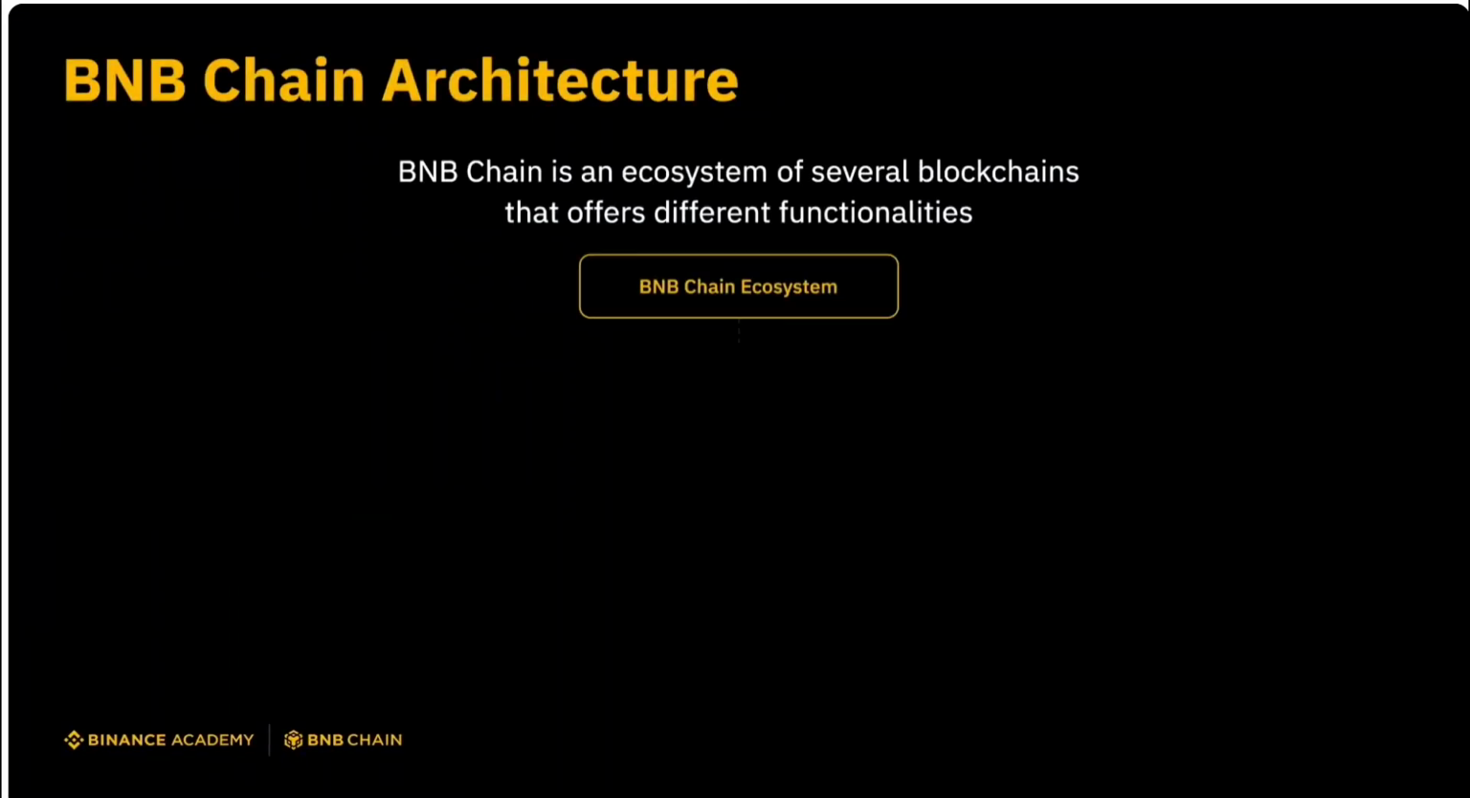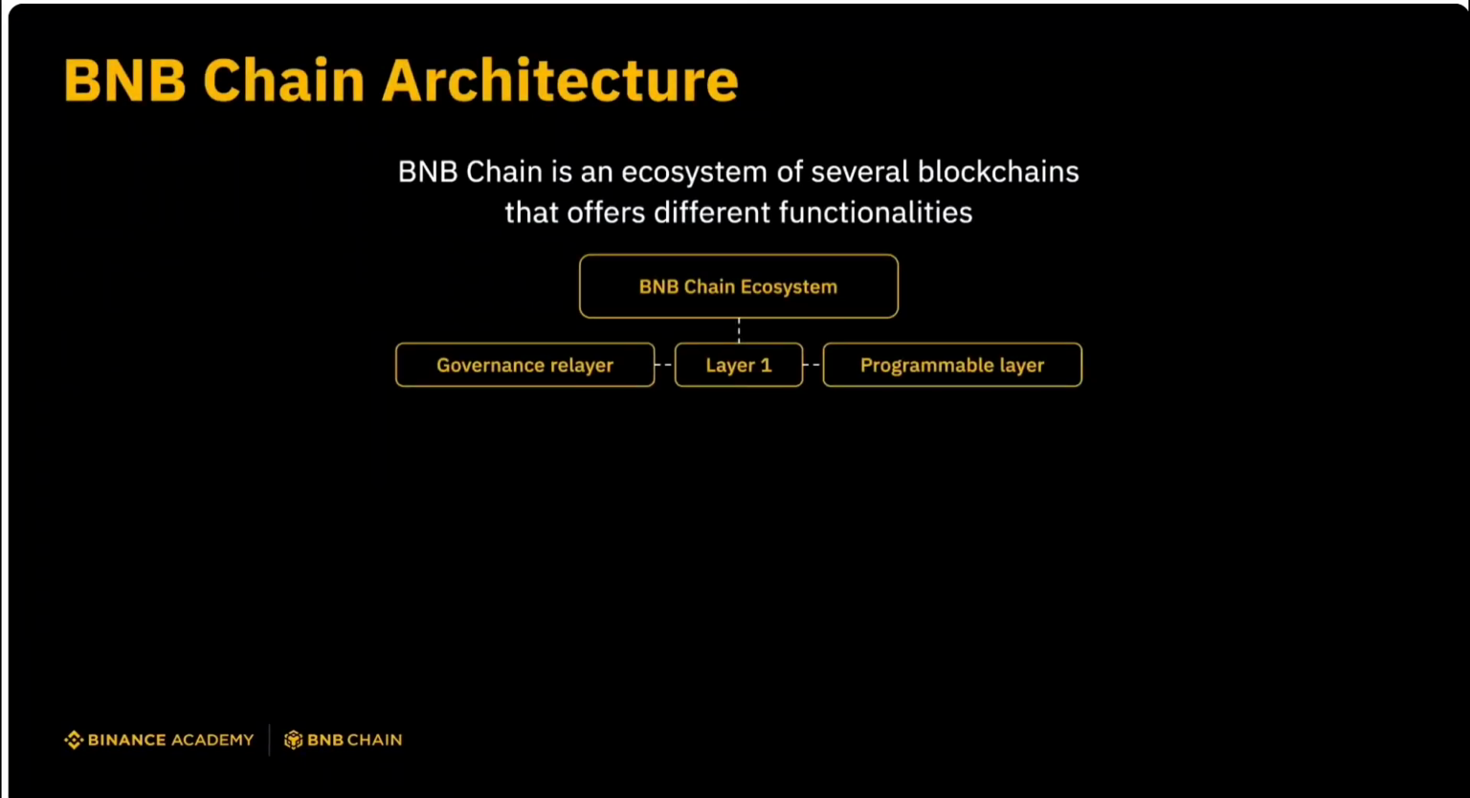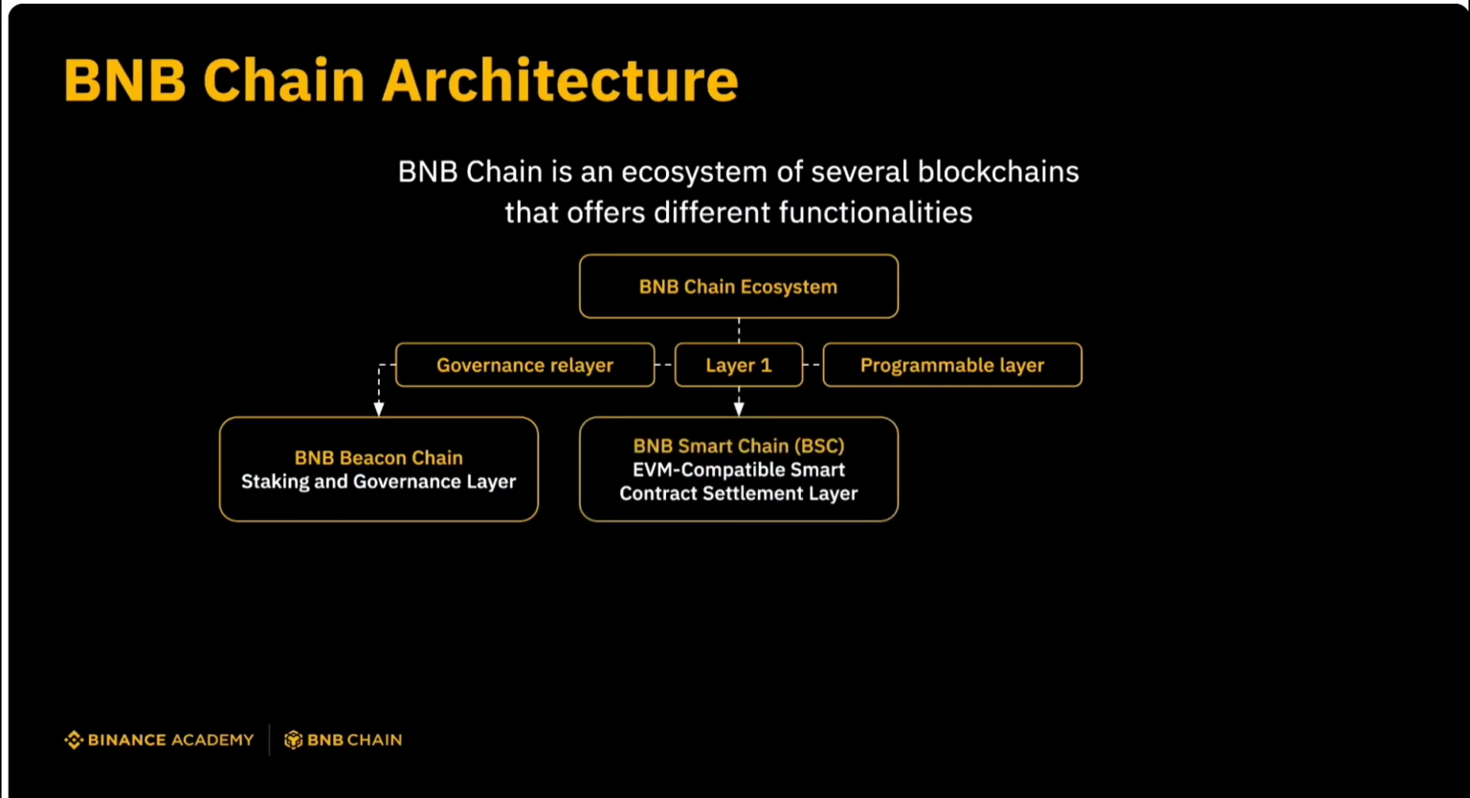Here's what we have inside BNB chain ecosystem. First, BNB Beacon Chain. BNB Beacon Chain is a staking and governance layer of BNB ecosystem. BNB Smart Chain, an EVM-compatible blockchain that brings programmability and interoperability to the BNB ecosystem.